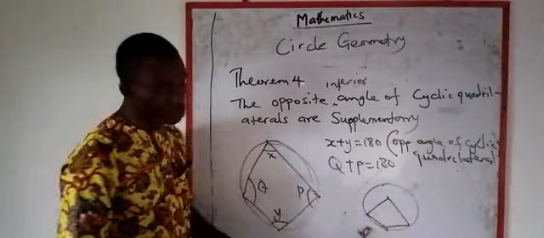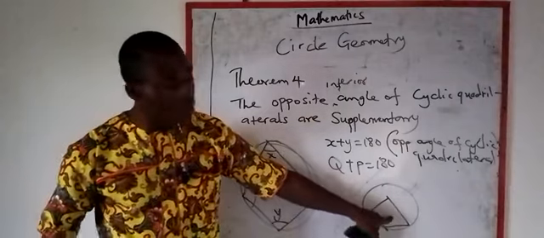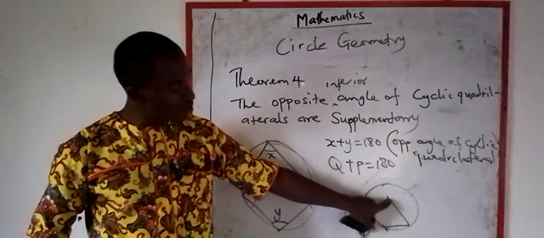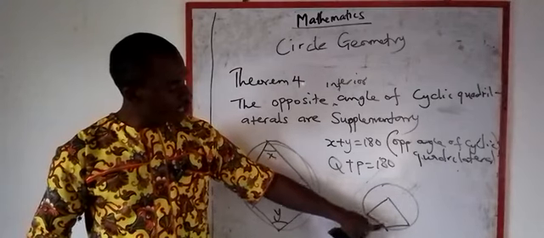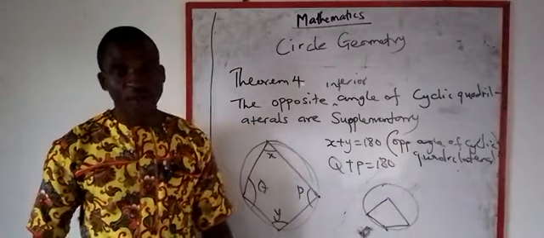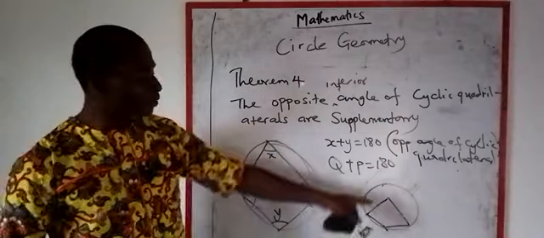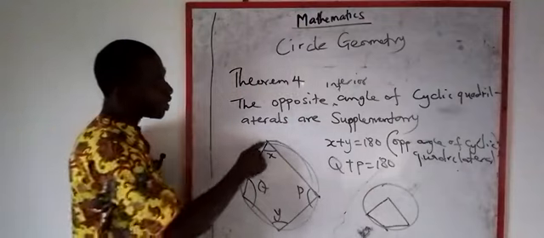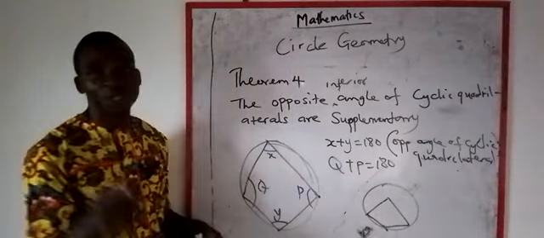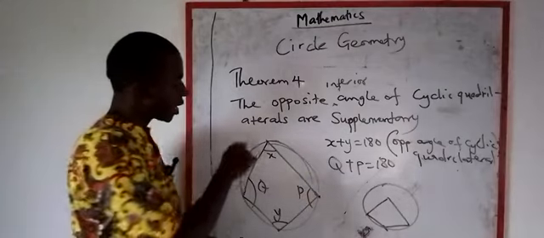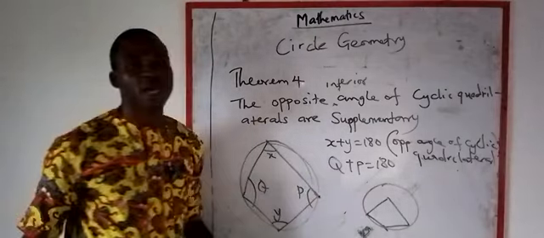This one is not applicable in this case because, although this is a quadrilateral, not all the vertices are touching the circumference. So you cannot apply it here. You cannot say opposite angles of a cyclic quadrilateral. In this case, it doesn't apply. It applies when the vertices of the quadrilateral are touching the circumference.